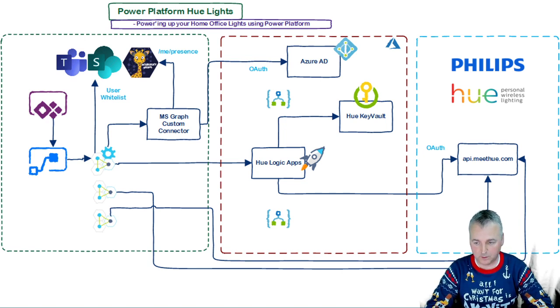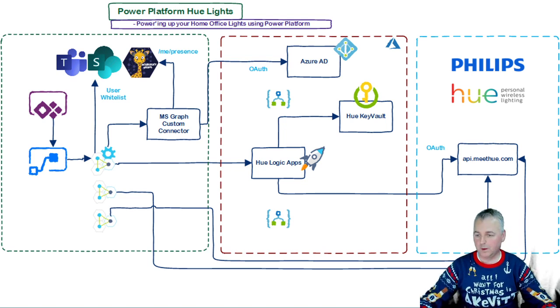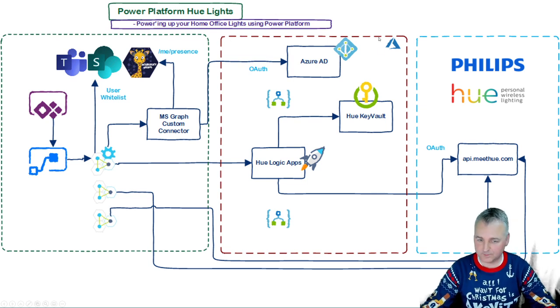That is done via a flow, and then we also have some other flows that use that access token going to the remote API at Hue, and then we can start exploring and controlling the lights. The other part of the solution is using Teams and presence in Microsoft Graph, so that when my presence is available my lights are turning green, and when my presence is busy, my lights are turning red, and so on. So this is the overall view of the solution.